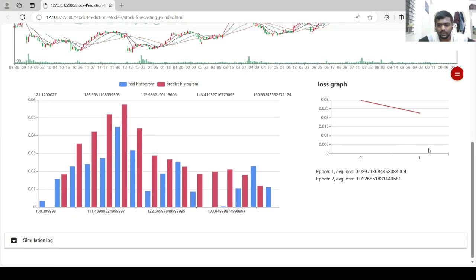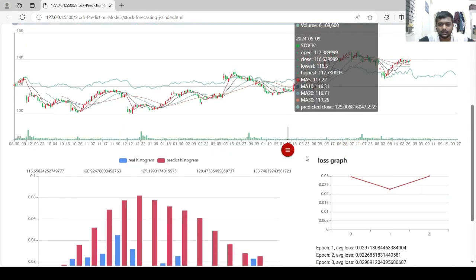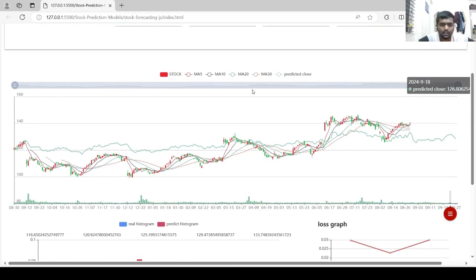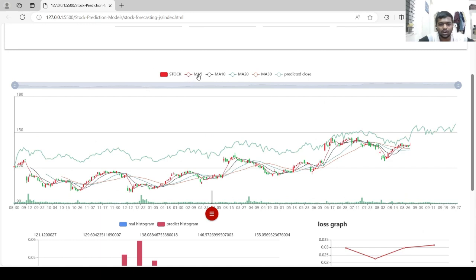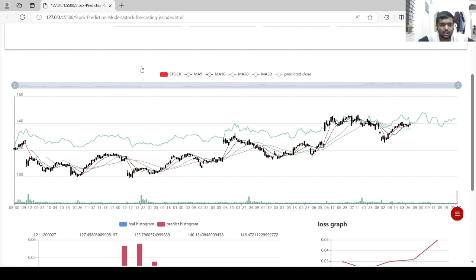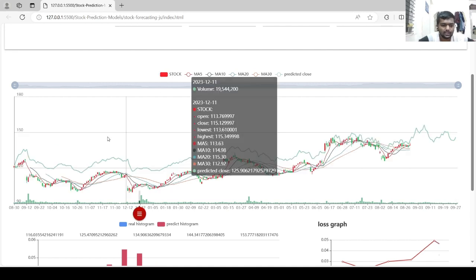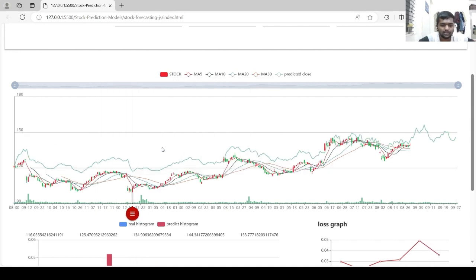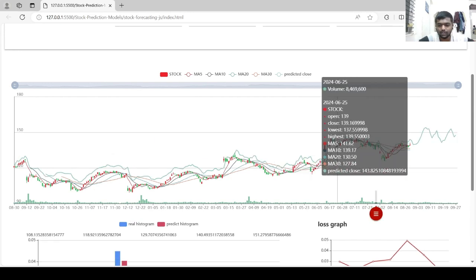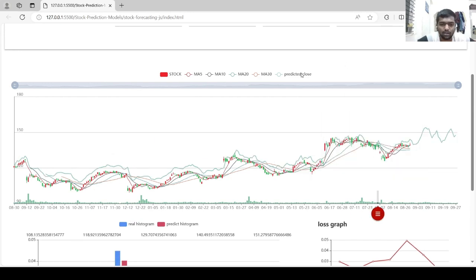Yes, here we can see it's undergoing the training process. So by the time it trains, let's look into a few more terms. So here we can see stock, MA5, MA10, MA20, MA30, and predicted close. Stock actually suggests the buy and sell strategies by the predicted graph given by the trained model.